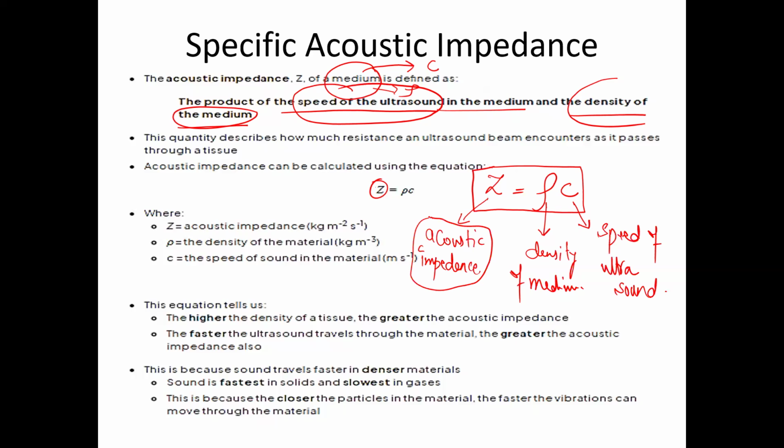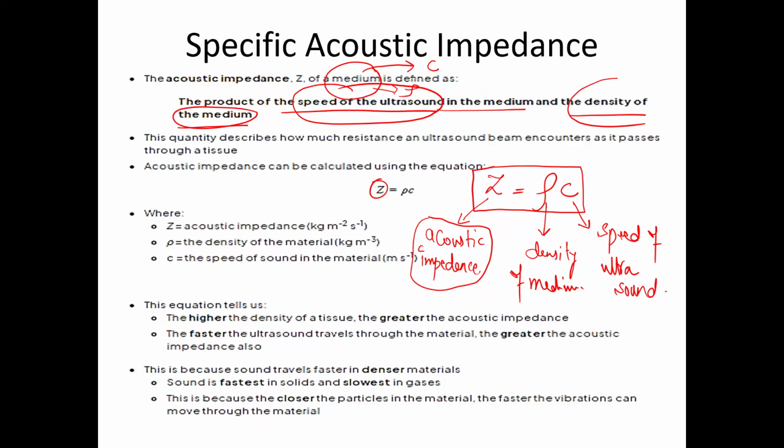So acoustic impedance is equal to the density of a medium multiplied by the speed of ultrasound. So acoustic impedance Z is equal to rho, the density of the material, times C, the speed of the sound in the material. This equation tells us that the higher the density, the greater the acoustic impedance. And the faster the ultrasound travels through the material, the greater the acoustic impedance.